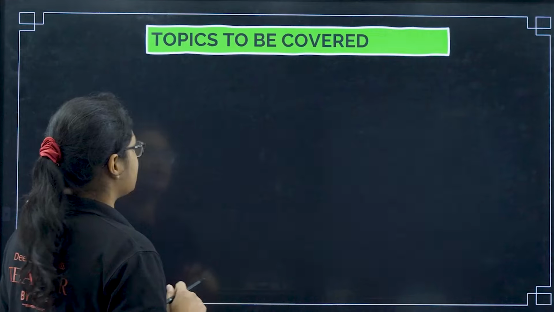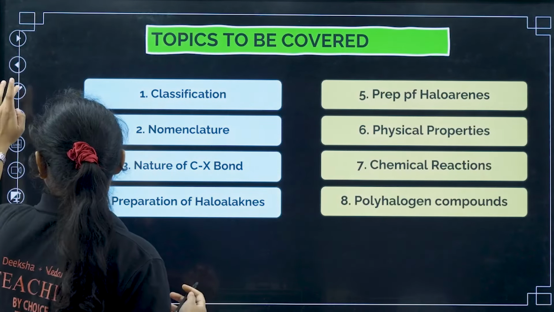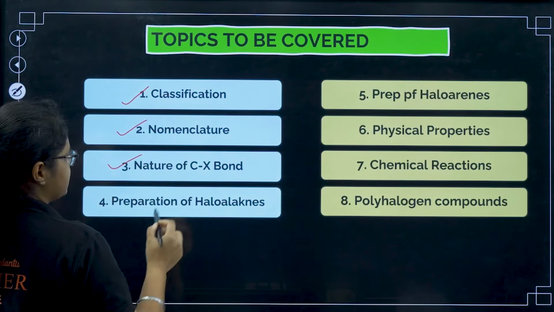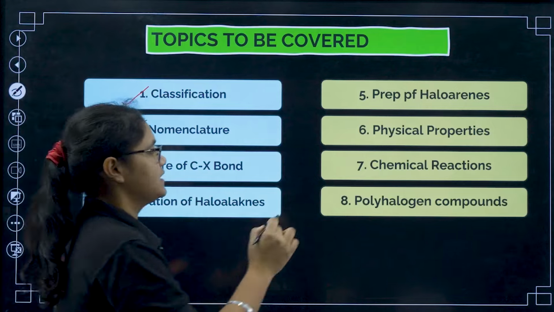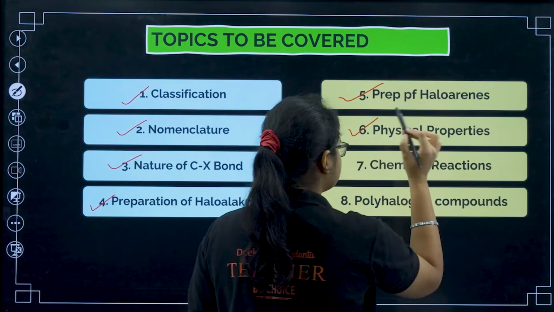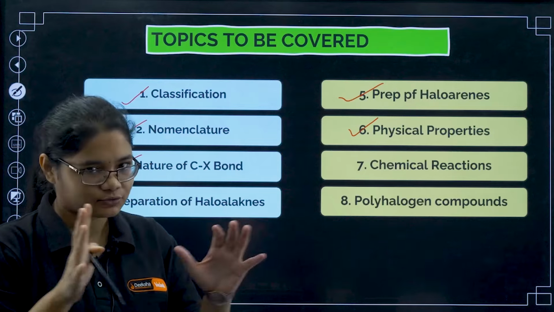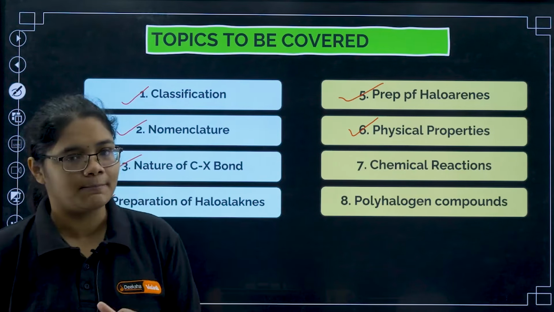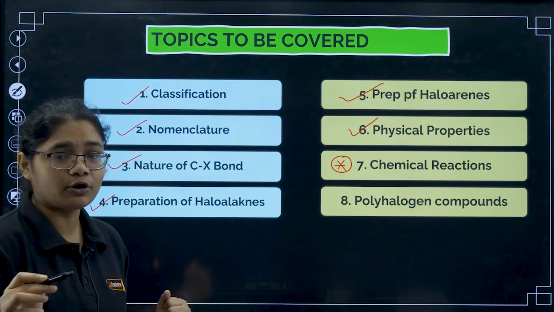So let's see what all things we have in today's class. Here are the topics. First of all, we have classification, nomenclature, nature of C-X bond. These are very small topics. Then you have preparation of haloalkanes, preparation of haloarenes, physical properties, then chemical reactions of haloalkanes and haloarenes, two separate topics are there, and then the eighth one will be polyhalogen compounds. This is a very important topic, which we will talk about in detail.